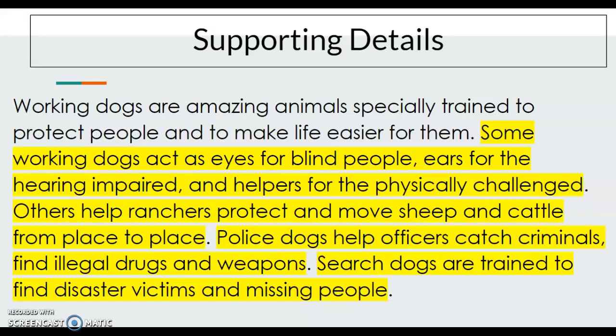Also, others help ranchers protect and move sheep and cattle from place to place. Police dogs often help officers catch criminals, find illegal drugs and weapons, and search dogs are trained to find disaster victims and missing people. These are all sentences that support the main idea, so they would be supporting details as well.